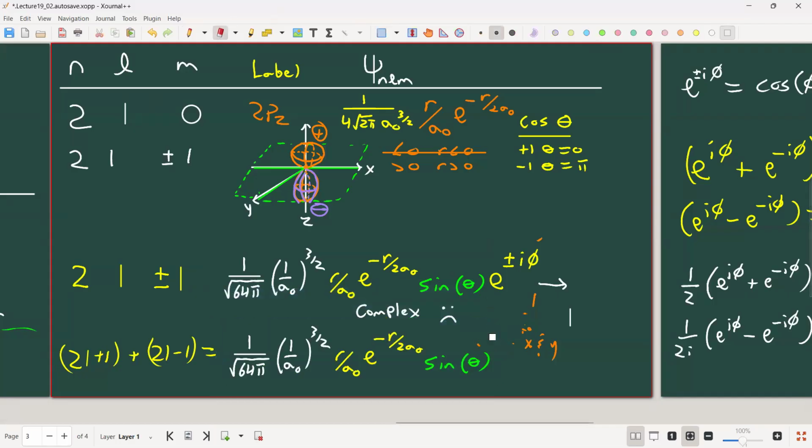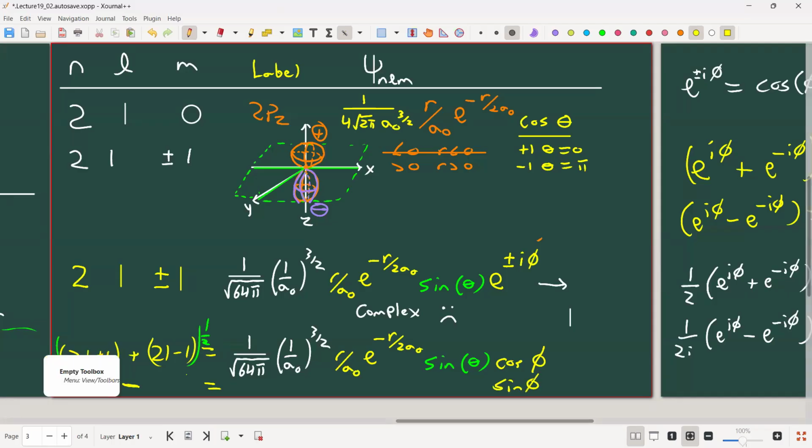Right, but the e to the i phi has gone away. We have to multiply this by 1/2. And we get cosine of phi. Okay, and if we take the negative version of it, we get sine of phi times 1 over 2i. Okay, so one of them is a cosine and one's a sine. All right, so let's go look at what those look like on a graph.